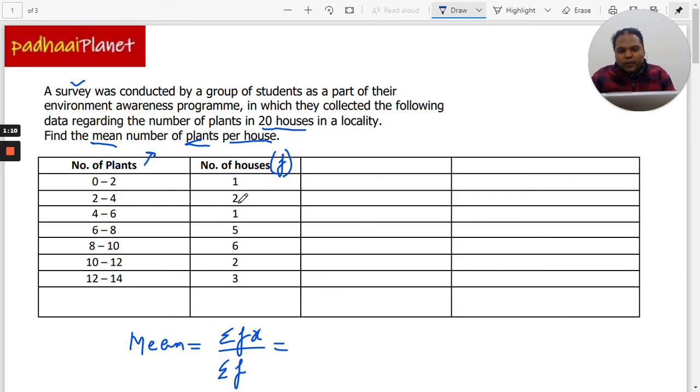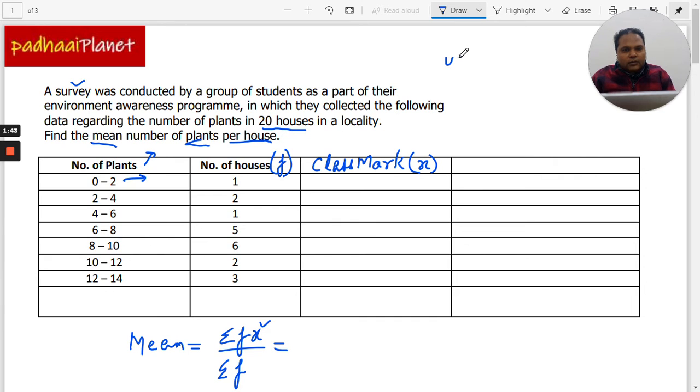What we need to find out is x, so that we can then identify fx, meaning the multiplication of frequency with x. Now x is basically the class mark, right? So this is the class mark. We will identify this class mark for every class. Now class mark is very simple.